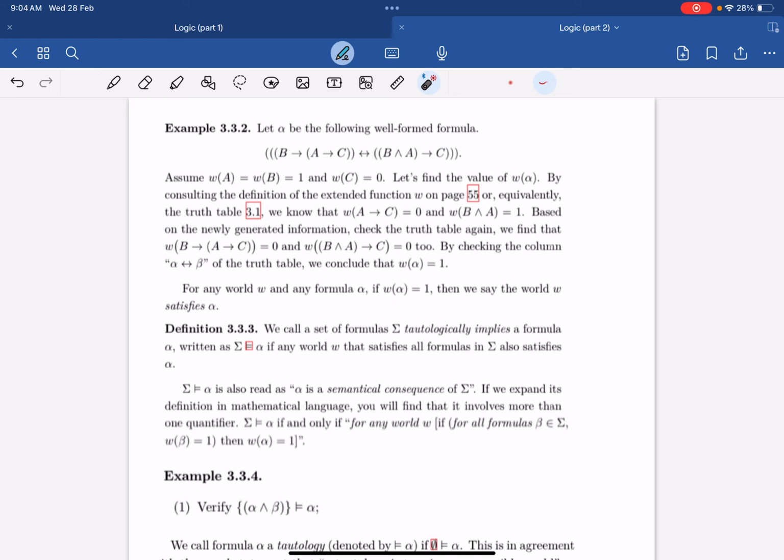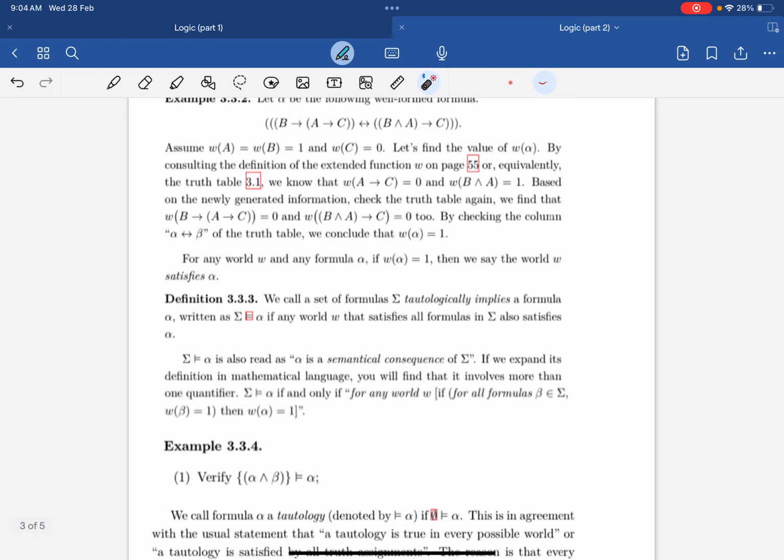So if we expand the definition, what you find is that if you take any world, and a world is just a way to assign the truth values, if all formulas inside this set of formulas, Sigma, are satisfied by the world, then the world will also satisfy alpha.